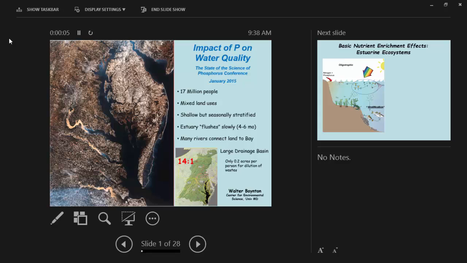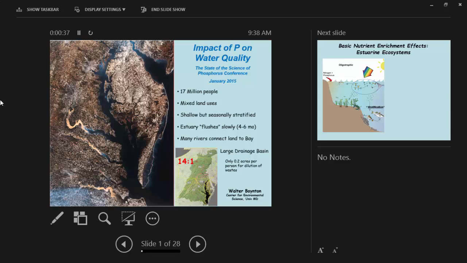While you're looking at this slide, let me tell you what I'm going to try to cover today. First, I'm going to show you some simple models of how phosphorus affects water quality in estuaries like Chesapeake Bay, but not just Chesapeake Bay, estuaries around the world. And then I'm going to show you some more realistic ways that phosphorus actually works. The world is complicated, and I think we all need to recognize that. I'm going to show you some of that complexity.